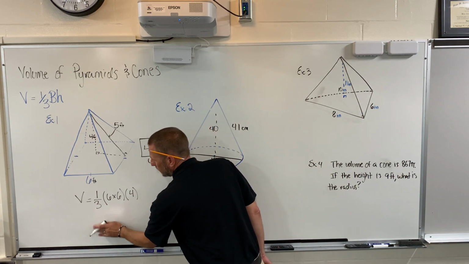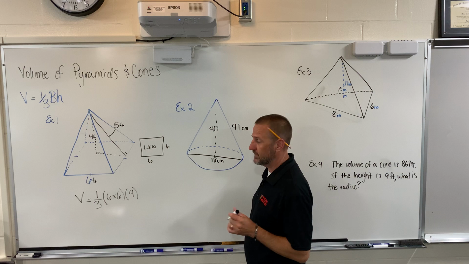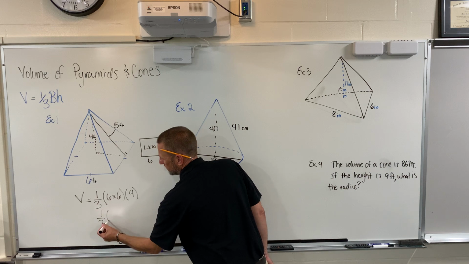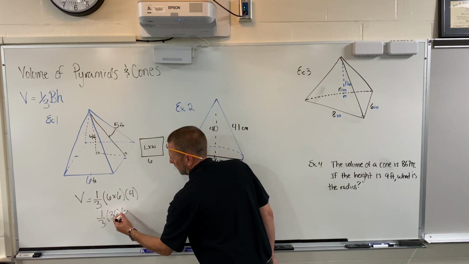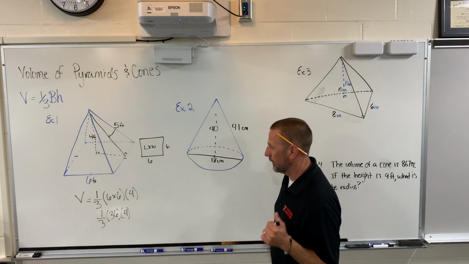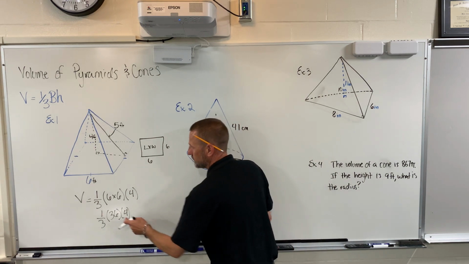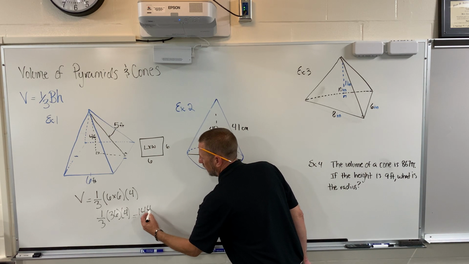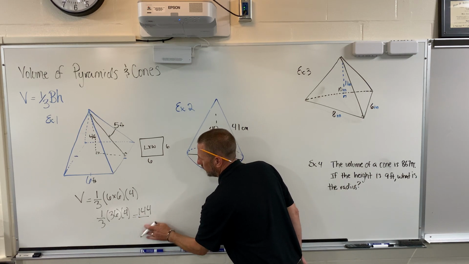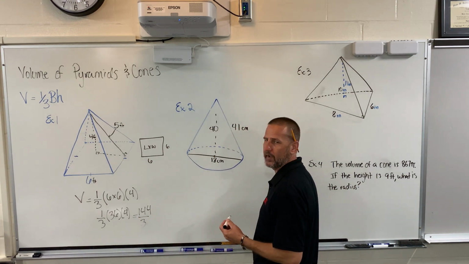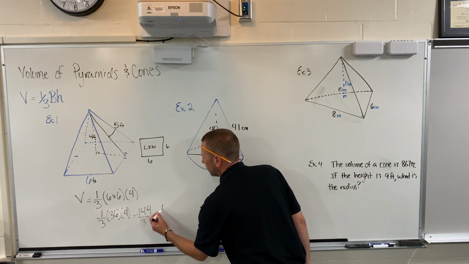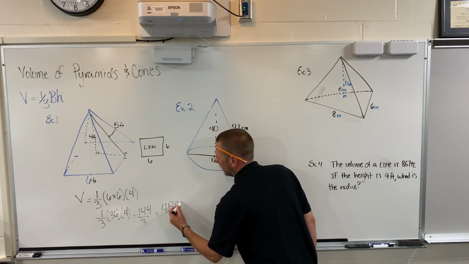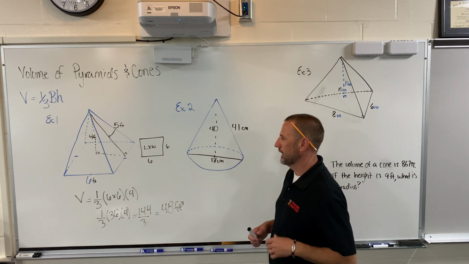As I go through this, I want to stick to Please Excuse My Dear Aunt Sally, so I'm going to start with my parentheses. 6 times 6 is 36. After parentheses, I want to do my multiplication. So 1 times 36 times 4 is 144 over 3, and then I do my division last. 144 divided by 3 gives me 48. Since all measurements are in feet, that's 48 cubic feet. And that'd be our square pyramid.